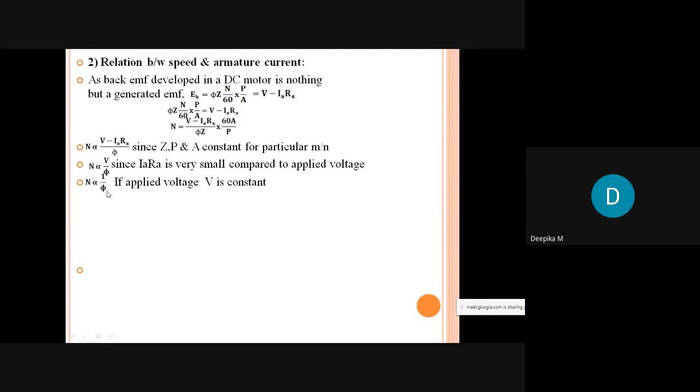So in the DC shunt motor, what happened? The flux is constant, correct? Usually the flux is constant in the DC shunt motor. Hence, what I can say is speed is constant. That means if the current increases, speed remains constant in the DC shunt motor. Hence, I can write the relationship like this. That is, if the armature current increases, the speed is constant in case of DC shunt motor, because flux is constant in the DC shunt motor.